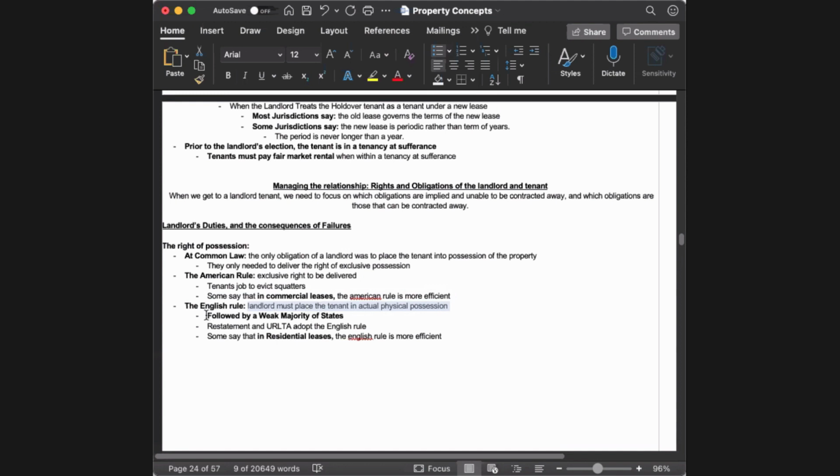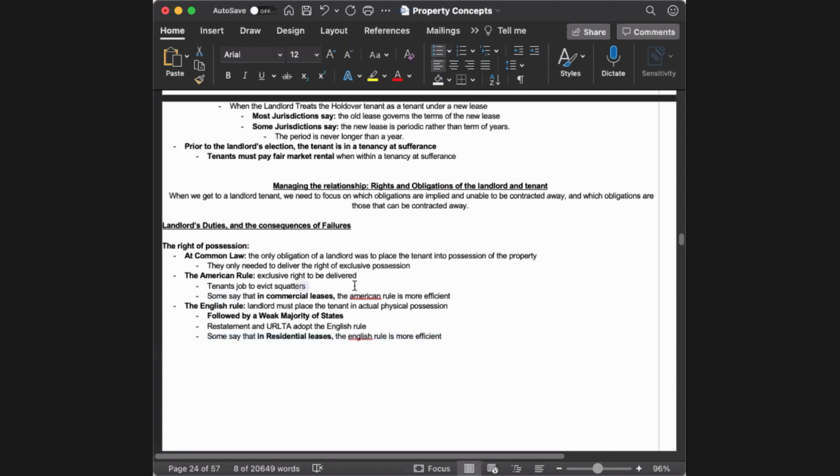This is followed by a weak majority of the states. What I meant by that is it's barely a majority of the states that follow this. The Restatements and URLTA both adopt the English rule, and some say that in the residential sense, this is more efficient.